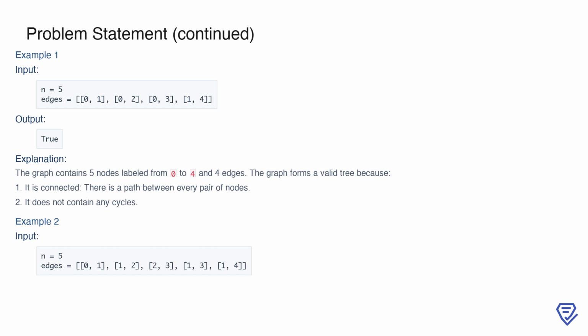Now let's consider another example, n equals 5 and edges [0, 1], [1, 2], [2, 3], [1, 3], [1, 4]. Here, the output is false because the graph contains a cycle formed by the nodes 1, 2, 3, 1. While this graph is connected, the presence of a cycle means it cannot be a valid tree.